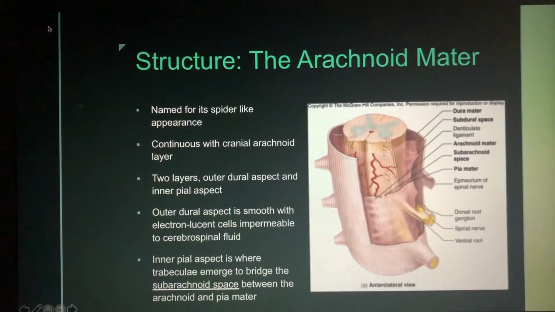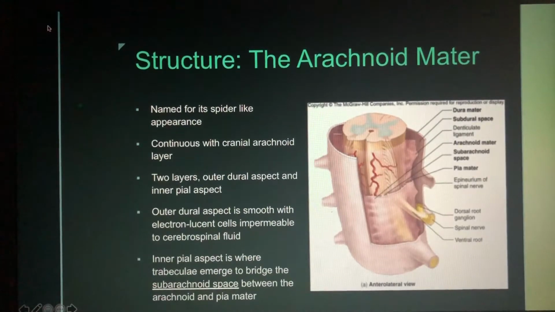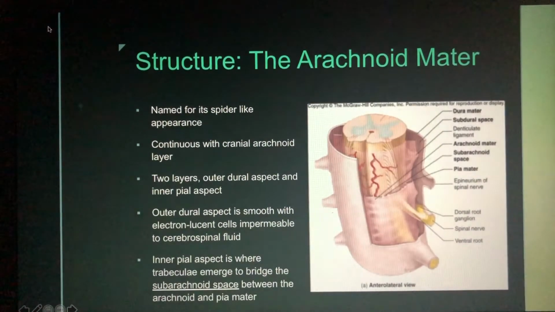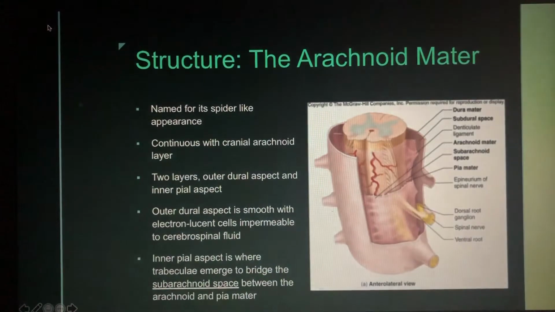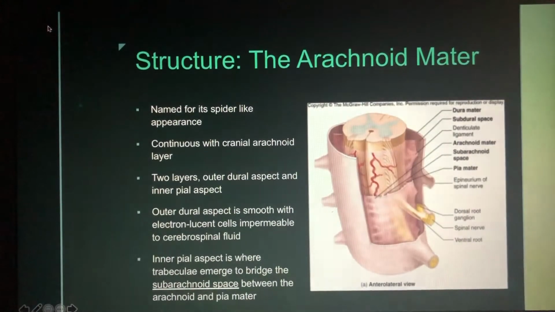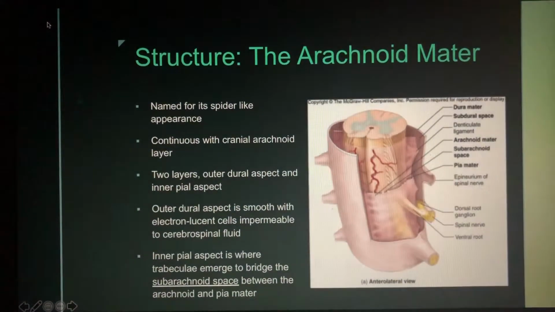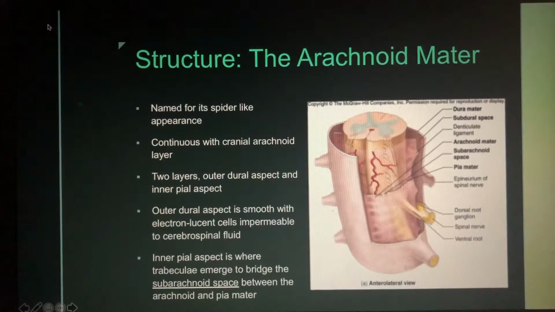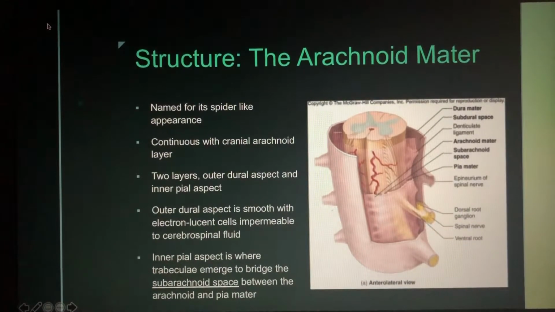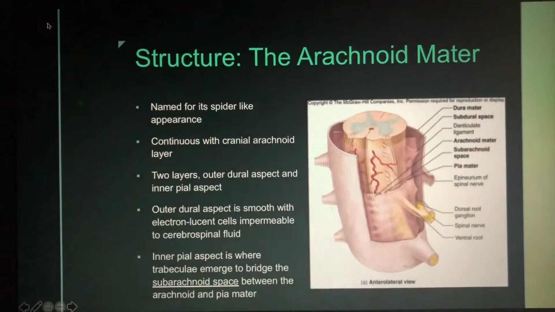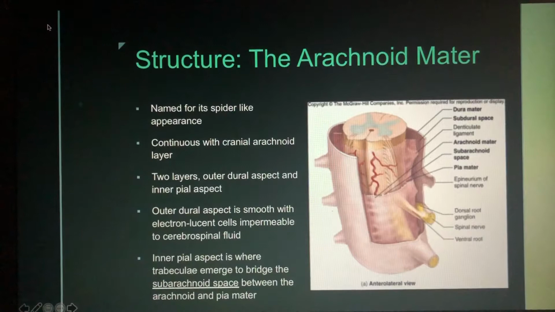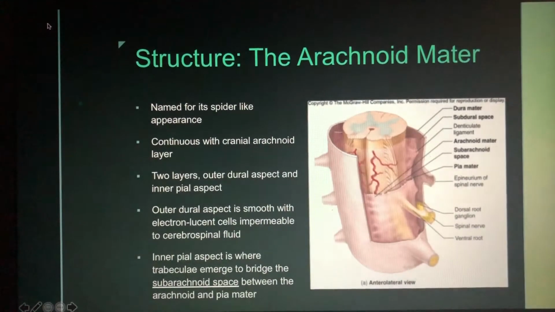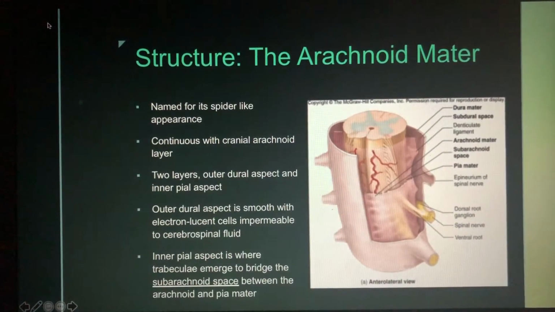Next, the second layer, the arachnoid mater, passes through the foramen magnum and descends caudally to the S2 vertebral level. Loosely applied to the dura mater, it is separated from the pia mater by the subarachnoid space. It is composed of collagen and elastic fibers. It has varied degrees of thickness as well. The outer dural aspect is smooth, while the inner pial aspect is where the trabeculae emerge to bridge the subarachnoid space.